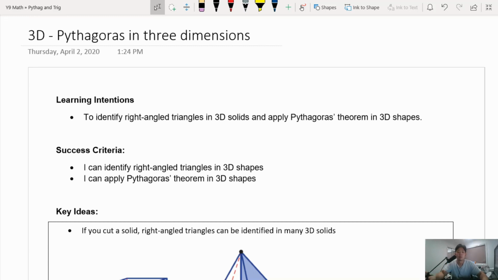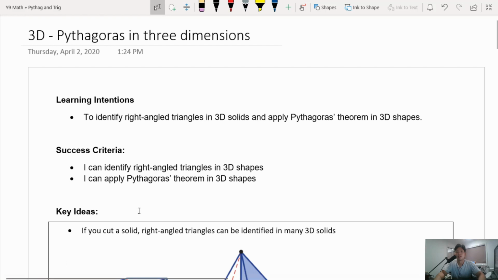In this video, we'll be continuing on with Pythagoras Theorem. It is really important that you understand Pythagoras Theorem and can apply it in 2D shapes, as we've been learning the past few videos. In this lesson, we're going to learn how to identify right angle triangles in 3D solids and further apply Pythagoras Theorem in 3D shapes.